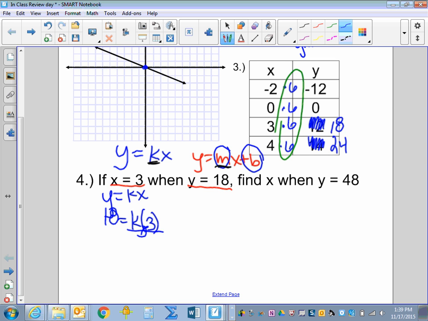Wait, what is this? Y is 18? I don't get it. What'd you say, Abby? So we have y equals 18. I'm putting that in for y, and I'm going to solve for k to find k. Alright, so divide. Good. So we get k is 6. Very good, Abby.